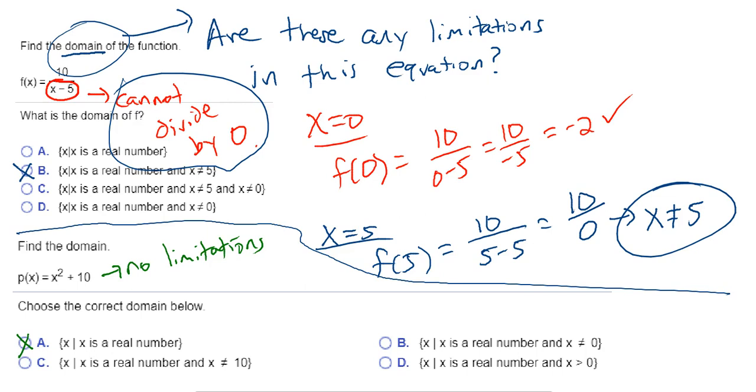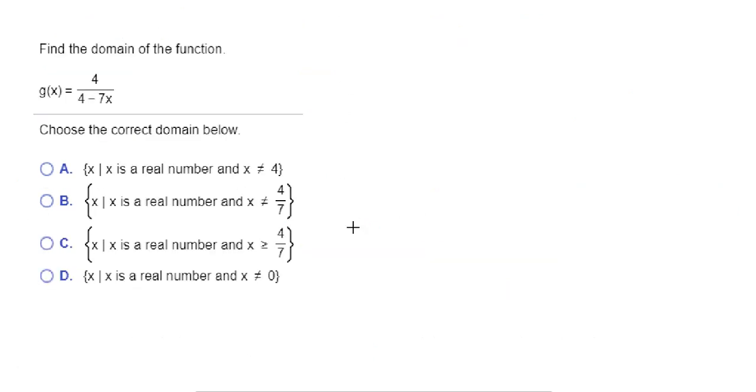All right, so let's take a look at another example. Find the domain of this function. So we're back to having a fraction. So what's the limitation that we have to be worried about? We have to be worried about dividing by 0. This denominator cannot equal 0. That's the limitation that I have to worry about.